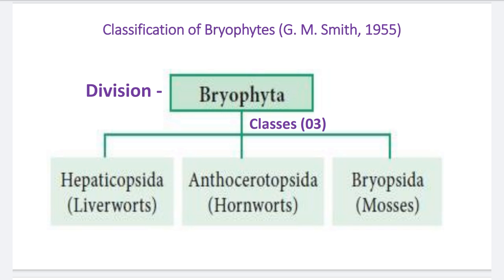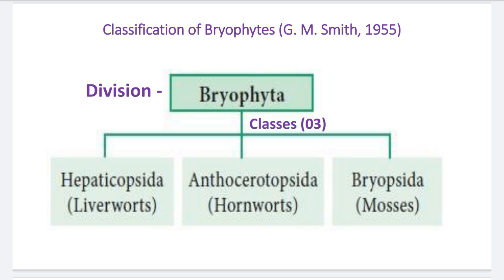Further, he divided the division Bryophyta into three classes. These three classes are according to their morphology, their anatomy, as well as their gametes and alternation of generation. So, the morphology, then anatomy, then the sexual reproduction and alternation of generation. These are the four criteria behind this classification, based on these important characteristics. These three classes are Hepaticopsida, Anthoceratopsida and Bryopsida.